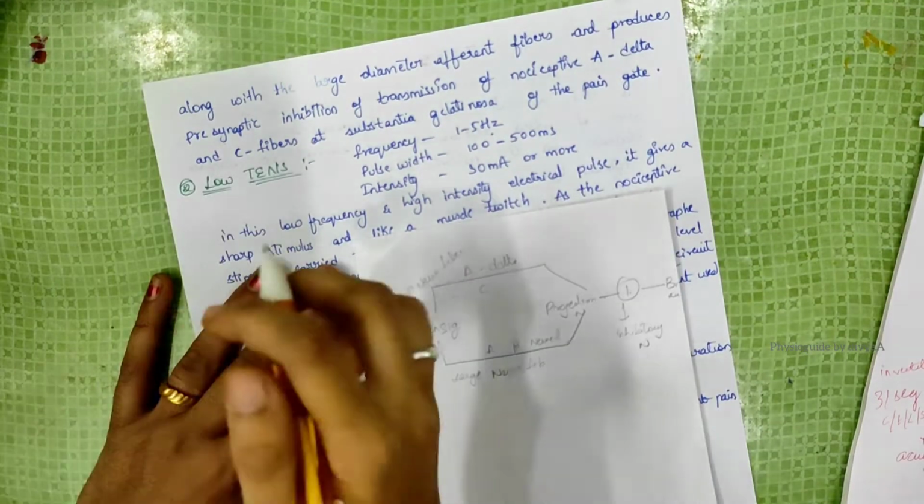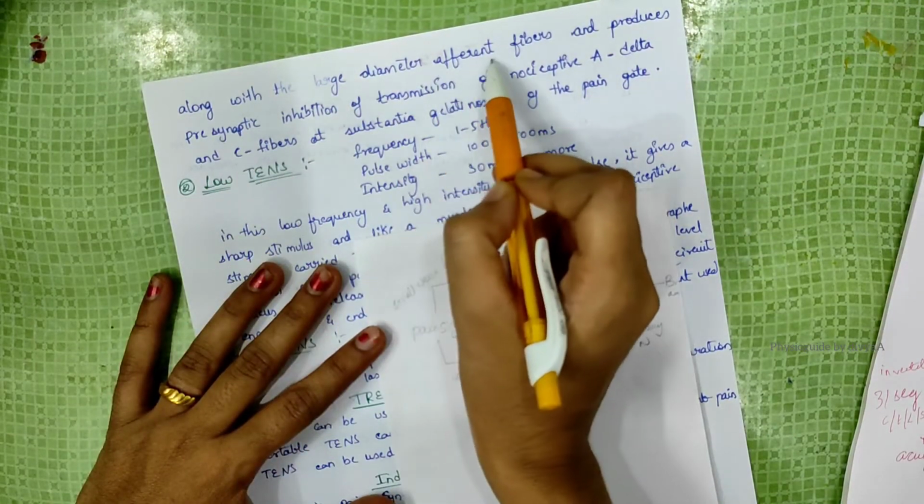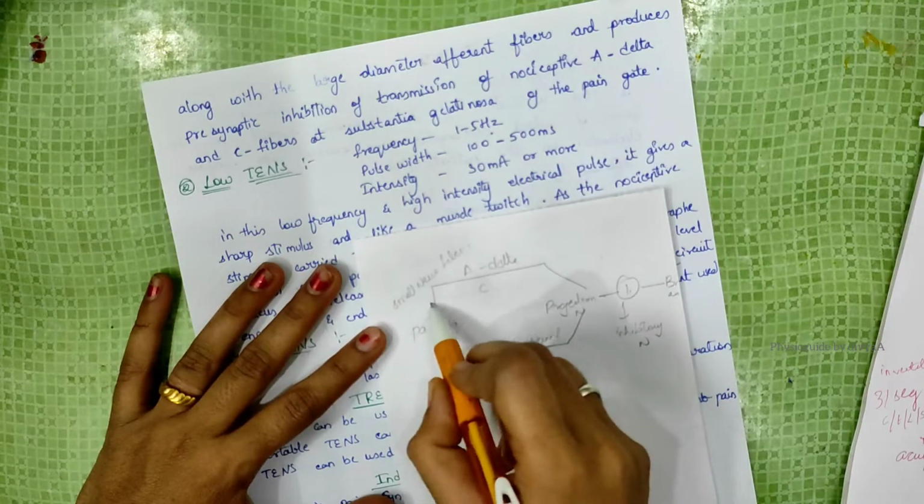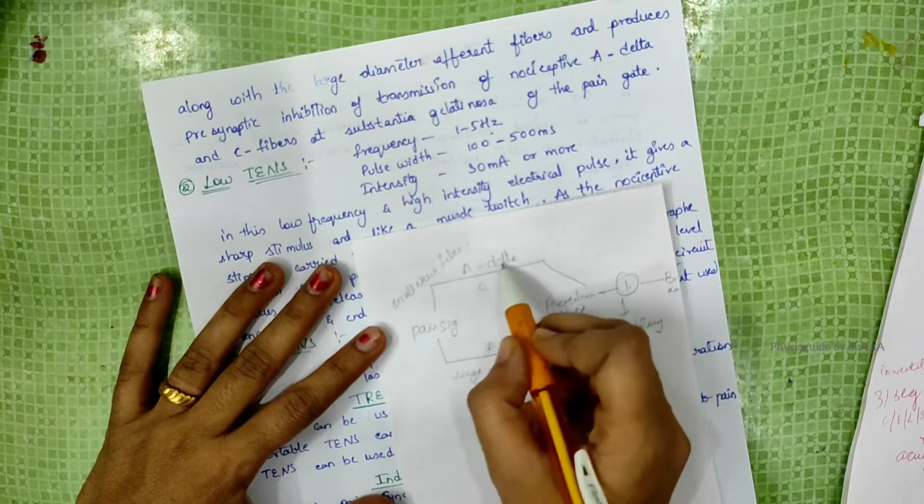Means, see, in HighTENS, with large diameter afferent fibers. Large fibers, these are the small fibers, A delta and C fibers.